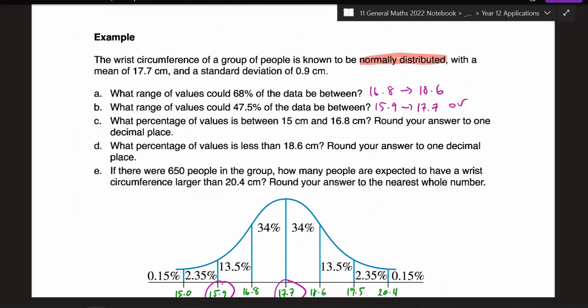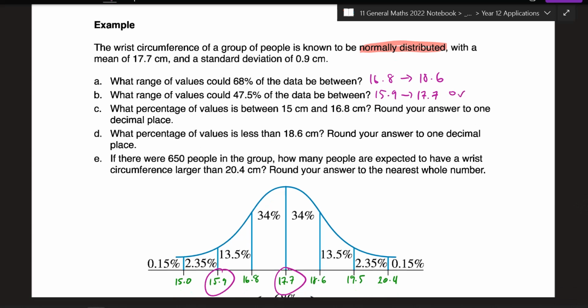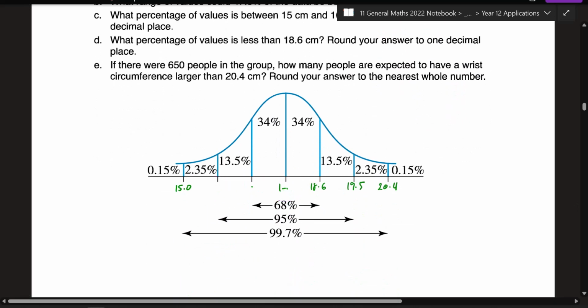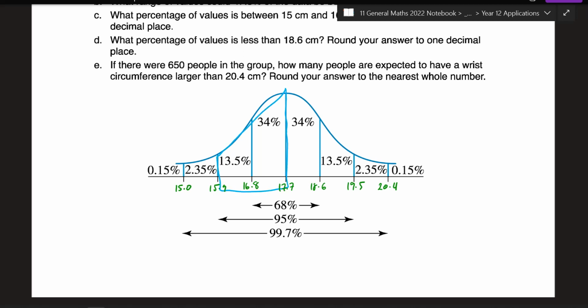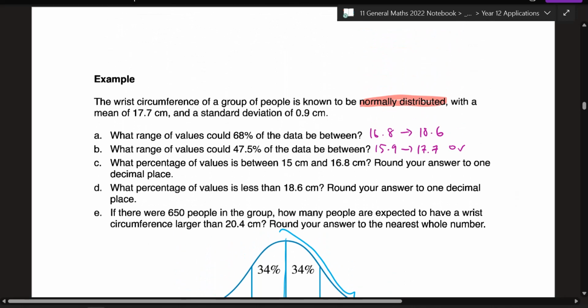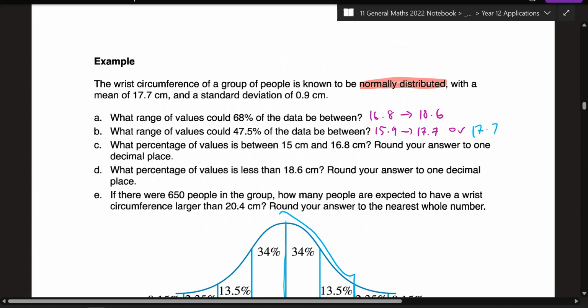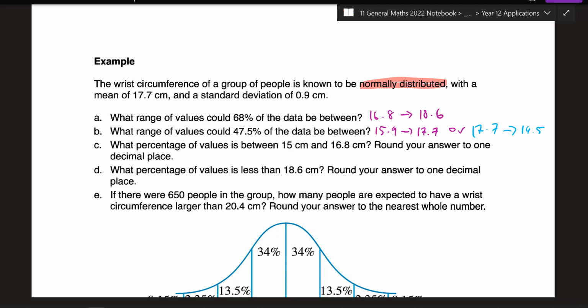Or there's also another one. Where could the other one be? What's the other range of data for 47.5% of your data? Anyone know? I'm going to ask Tori, where do you think the other one is? It could be between these values. Where could it also be? Good. So between 17.7 and 19.5. So that's where it could be. The answer is where it could be. So just be mindful of what the questions say.